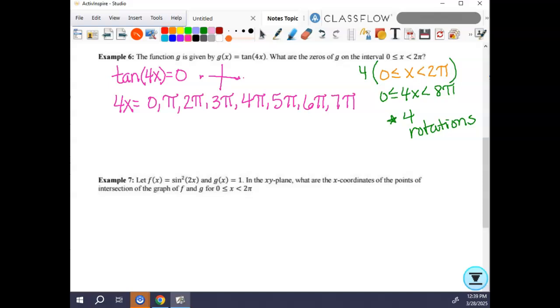But once again, I don't care about 4x. I want x. What do I multiply this by? 1/4. So write out your new numbers. You can do it without me.